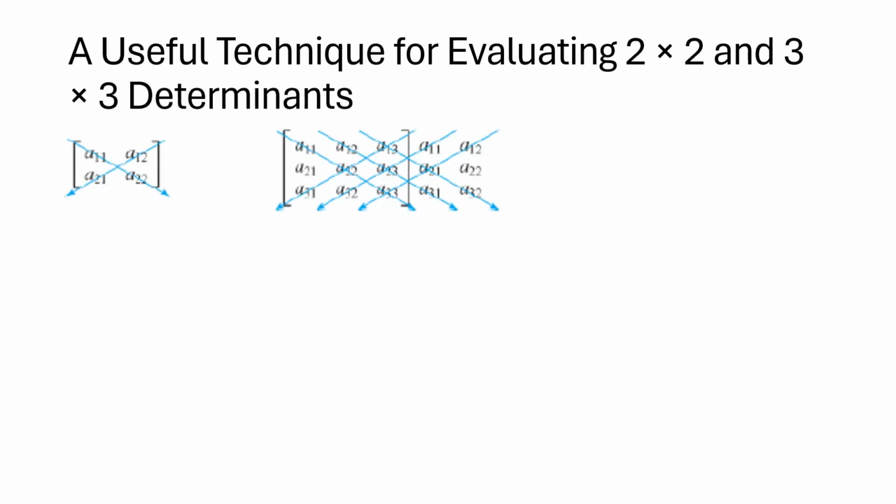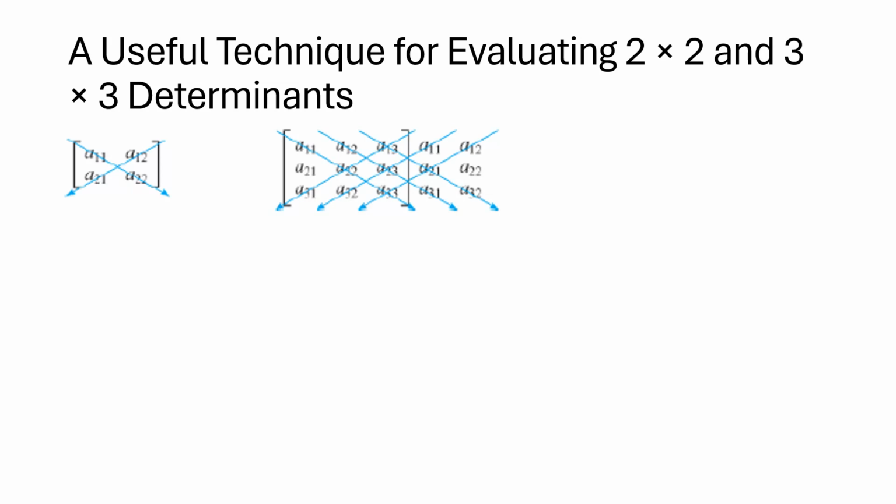So we have useful techniques for evaluating 2 by 2 and 3 by 3 determinants. The determinants of 2 by 2 and 3 by 3 matrices can be evaluated very efficiently using the pattern that is shown here. For the 2 by 2, you have A sub 1 1, A sub 2 2, then you have A 1 2, A 2 1. And for the 3 by 3, you are just going to expand the matrix.